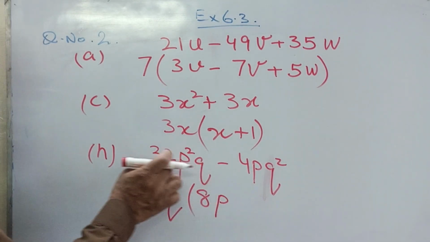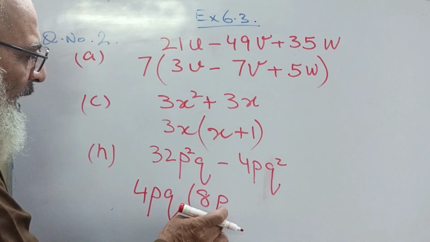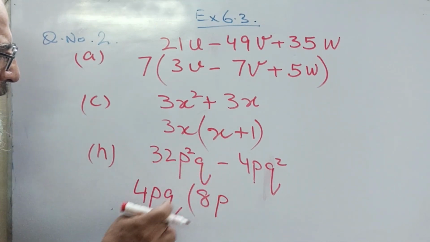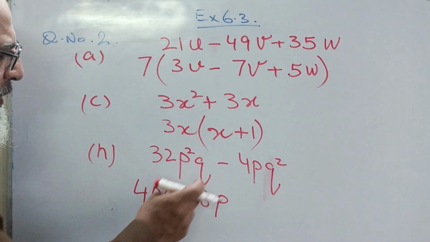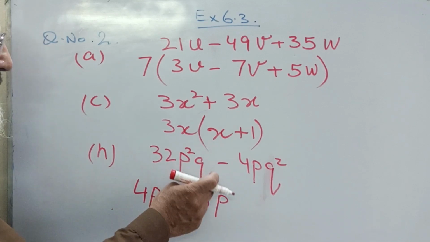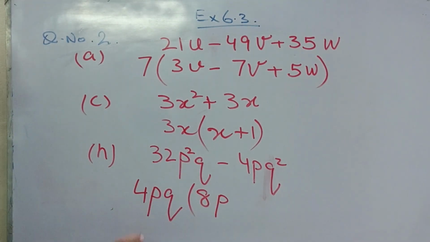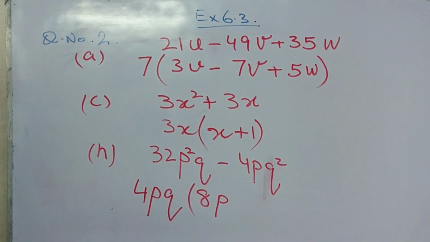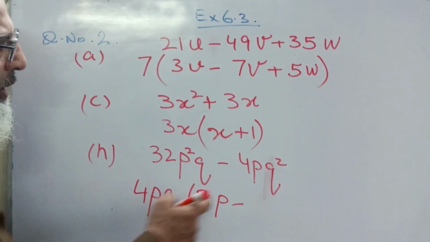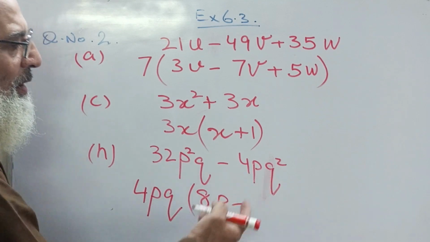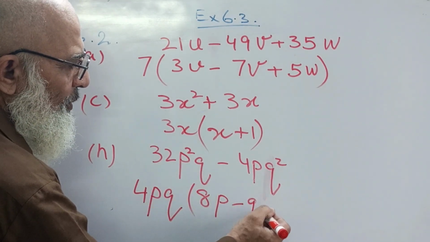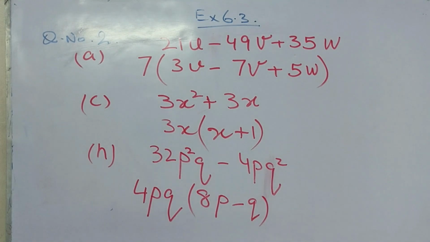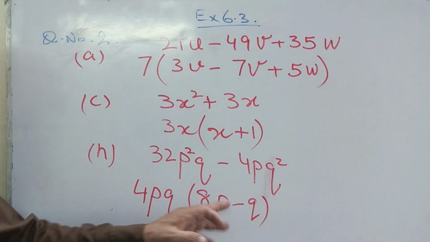p times p is p square. We have already brought q, so q divided by q is 1 here, but that will not be written. We can skip 1 from here. Now the 4 is already out, p is already out, and there only is q. So this is the answer for you: 4pq(8p minus q).